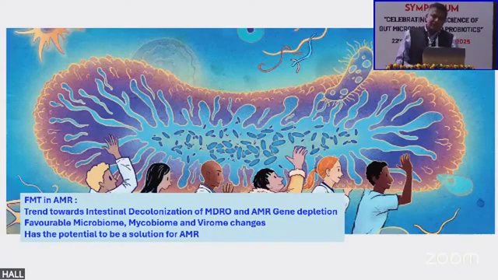In pancreatitis, yes, you're getting a much stronger signal. There's a favorable microbiome and mycobiome change. Hence, it has the potential to be a solution for AMR.